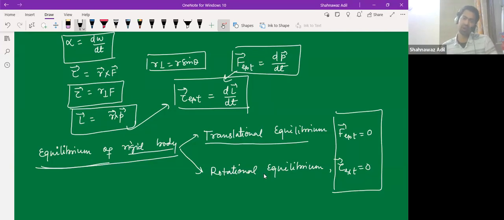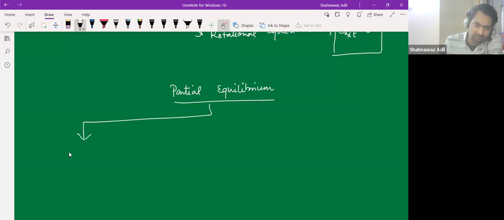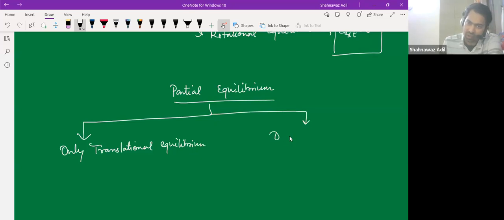But some of the bodies can have partial equilibrium, right? So we saw that there is this partial equilibrium also. And the case of the partial equilibrium was that we have only translational equilibrium, or we can have only the rotational.